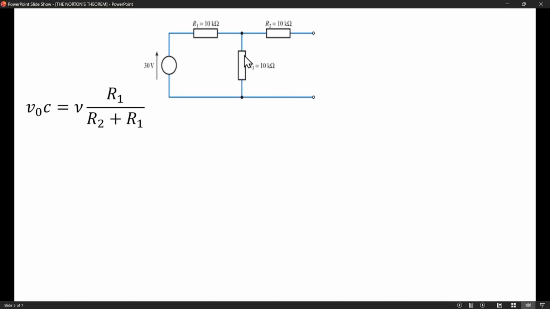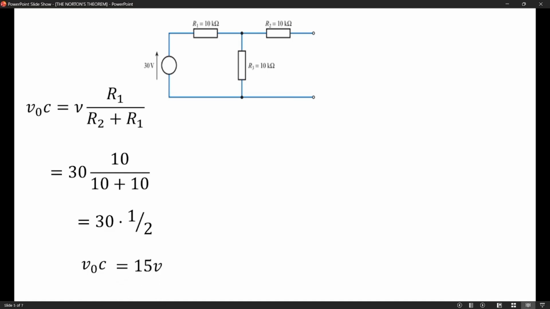It's not closed, or R3 is not in parallel. So now put our figures in, where R1 is 10, R2 is also 10, and our V is 30. We simplify it, then we get 30 multiplying 1/2, and we're getting 15 volts. So our voltage of the open circuit is 15 volts.